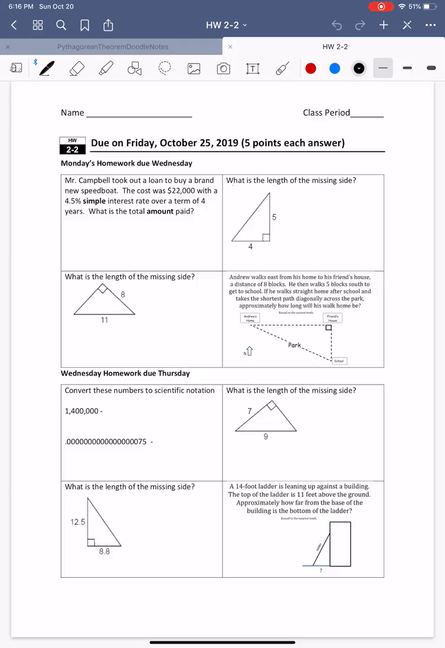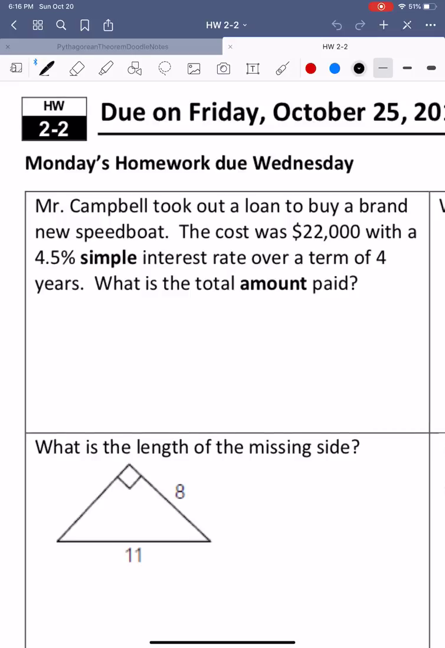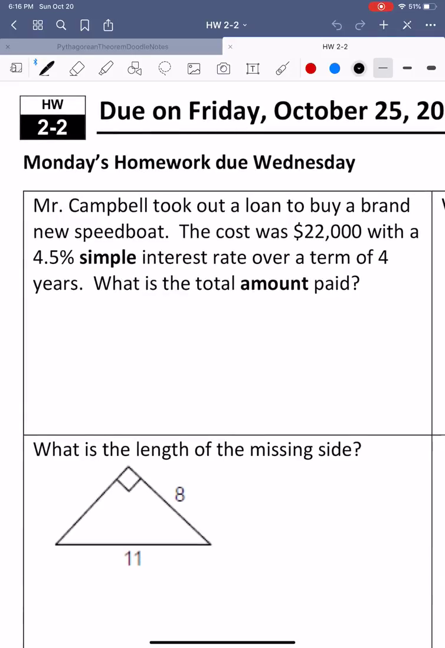Alright, so here's our homework for this week, and I'm going to try and zoom in for better clarity. Our first question says, Mr. Campbell took out a loan to buy a brand new speedboat. The cost was $22,000 with a 4.5% simple interest rate over a term of 4 years. What is the total amount paid?